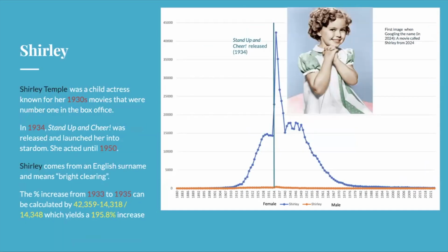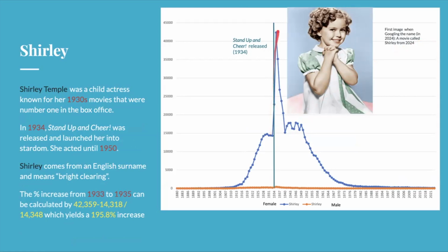All right, going back in time a little bit, Shirley Temple was a child actress known for her 1930s movies that were often #1 in the box office. And in 1934, her movie Stand Up and Cheer was released and it launched her into stardom, and she acted until 1950. Shirley comes from an English surname and means bright clearing.